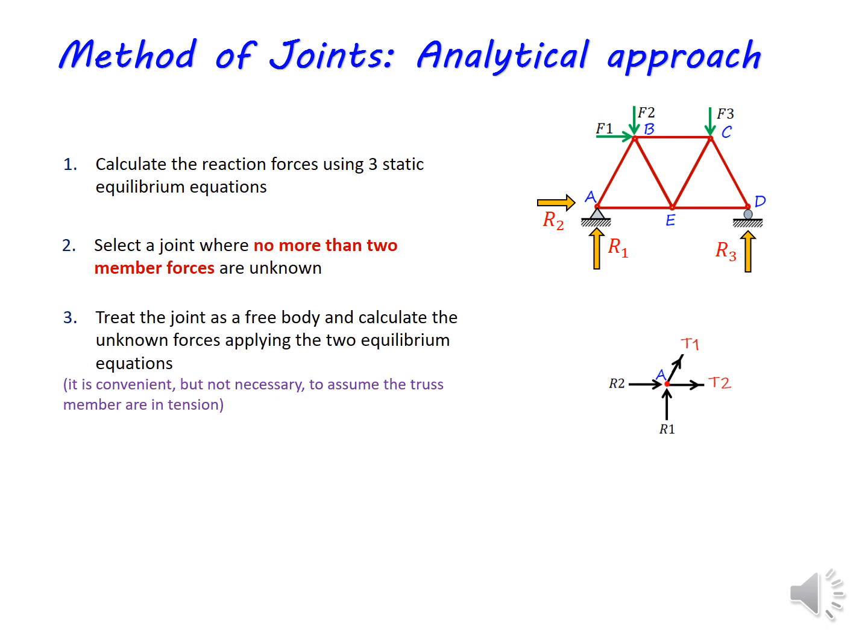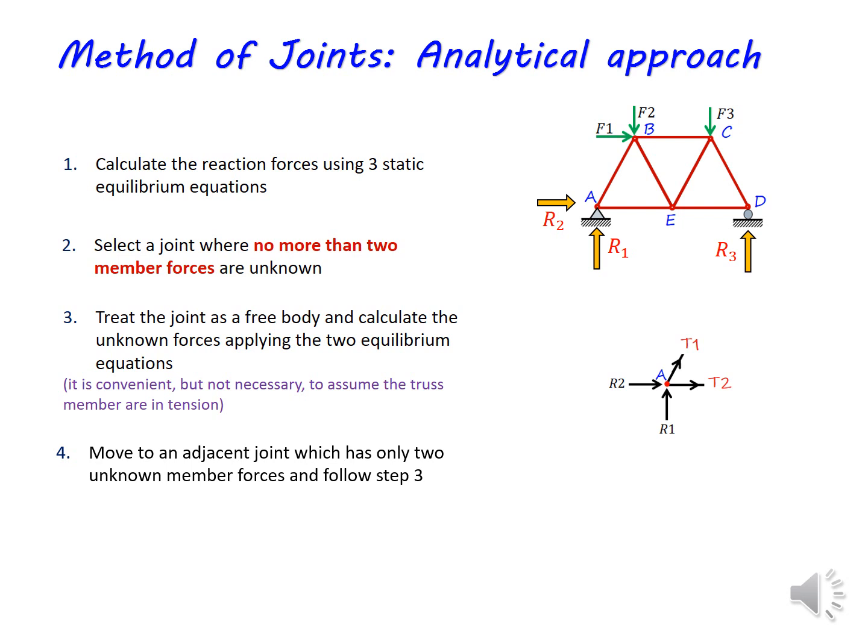Once we obtain the two unknown forces at joint A, the next step is to select the next joint and do the same analysis to obtain the unknown forces at that joint. The same theory applies when selecting the next joint, where there should be no more than two unknown forces.